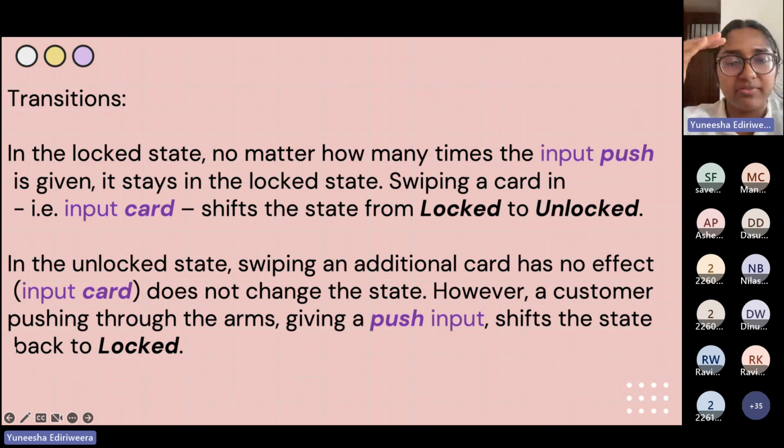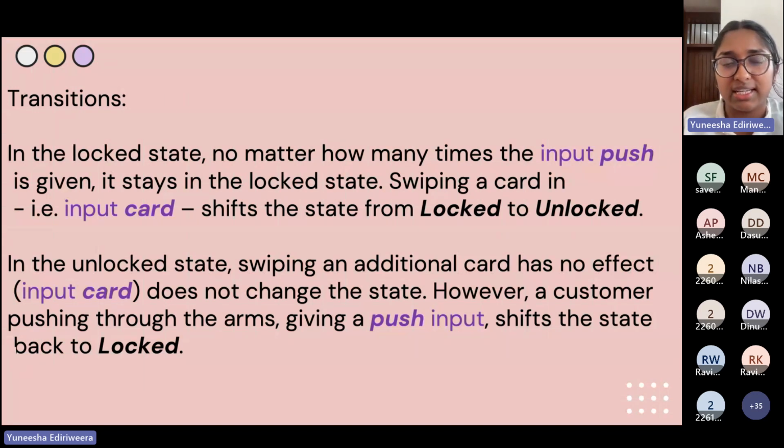So in between these states and inputs, there is some sort of a process. This process is known as a transition. So in the turnstile gate, what is the transition happening in between? Let's take the lock state. No matter how many times the input push is given, there is no change in the state because the expected input in the lock state is swiping a card. So by swiping a card only, you can change the state from locked to unlocked.